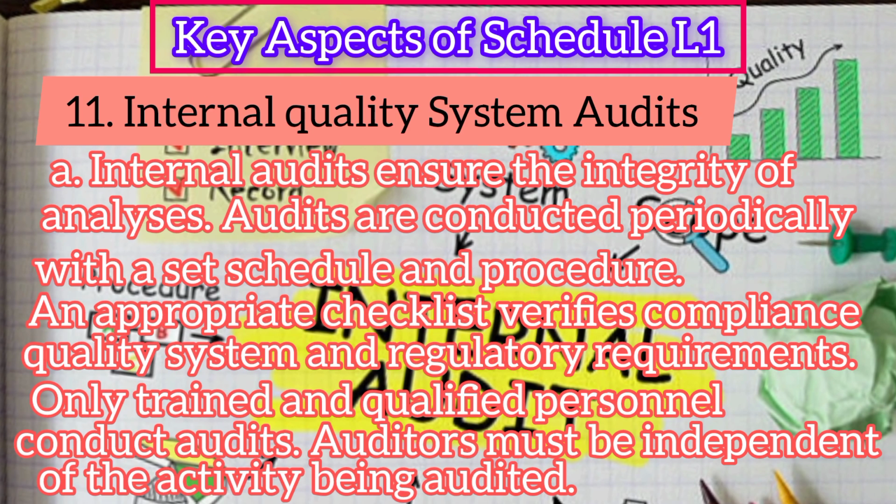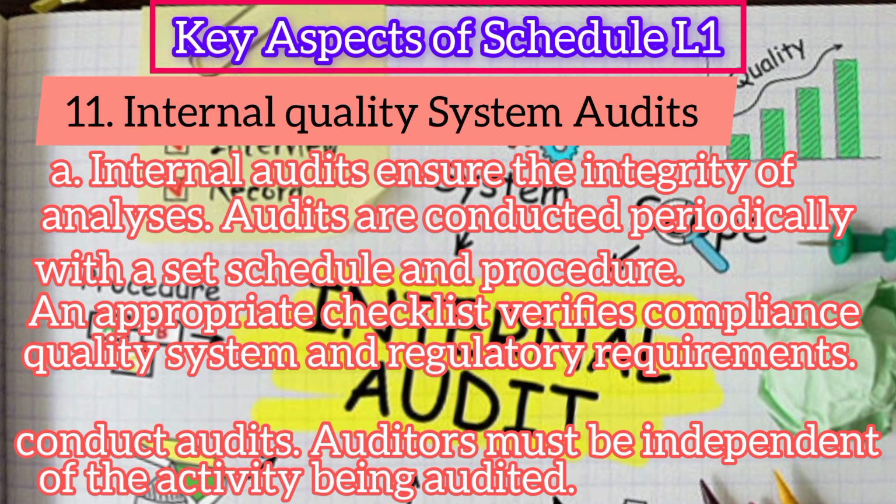11. Internal quality system audits. A. Internal audits ensure the integrity of analyses. Audits are conducted periodically with a set schedule and procedure. An appropriate checklist verifies compliance with quality system and regulatory requirements. Only trained and qualified personnel conduct audits. Auditors must be independent of the activity being audited.